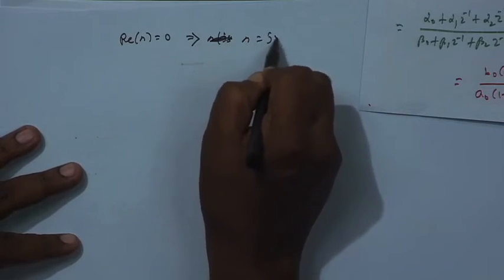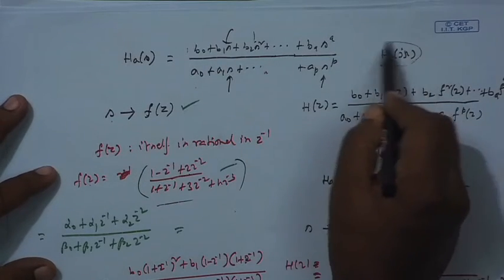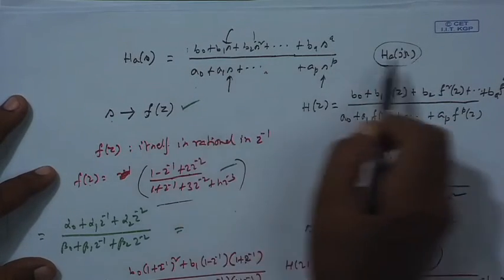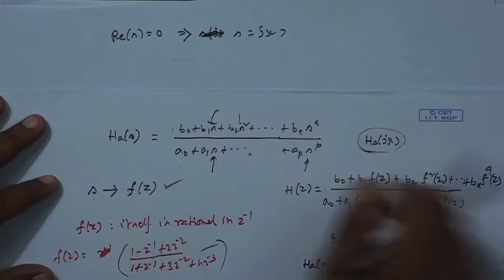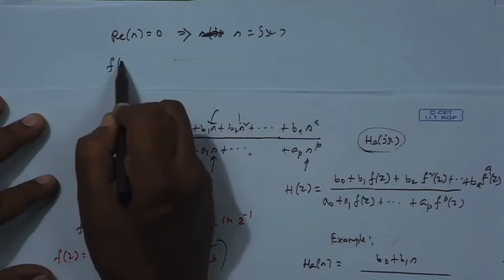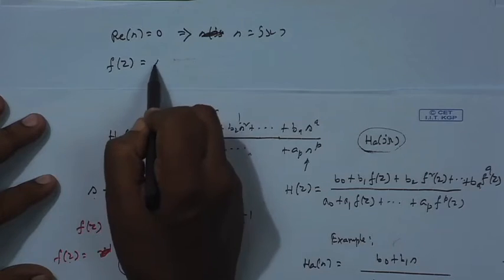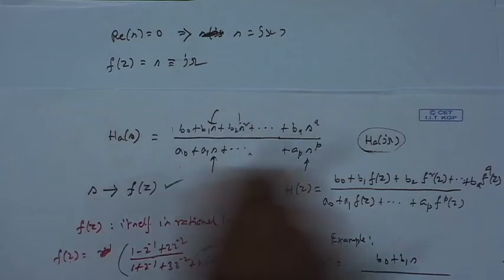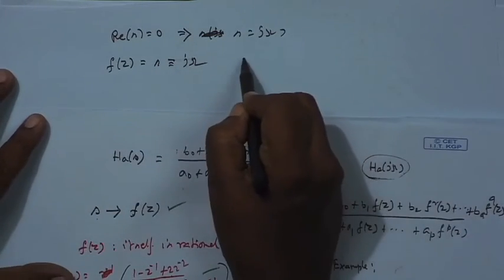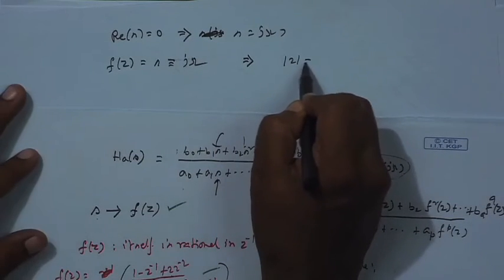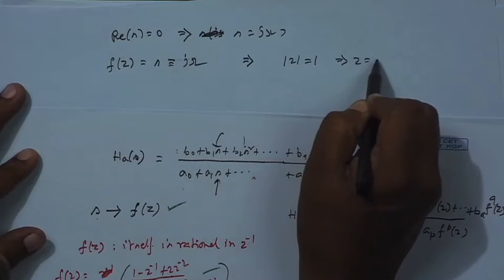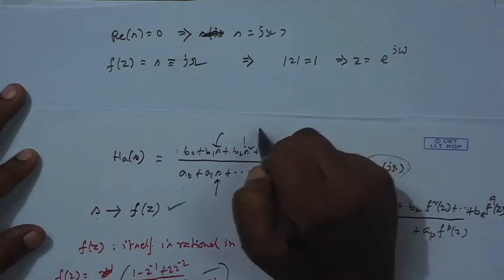S equal to j omega, which means the analog system will give rise to the frequency response, that is S is replaced by j omega. In that case, when you solve f(z) equal to S, which is equivalent to just j omega, no real part is 0, only this, then I say that mod z should be, and why I will explain, mod z should be 1, that is z should be magnitude 1 and some angle maybe omega.